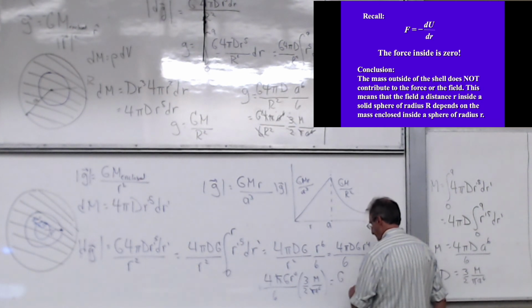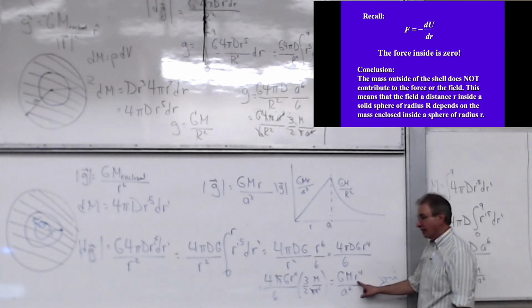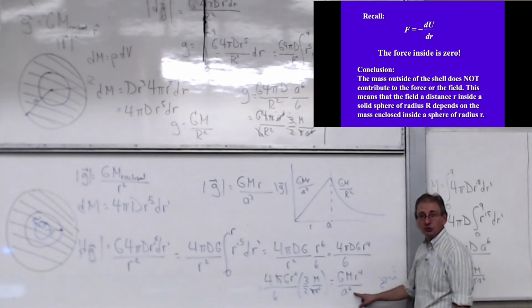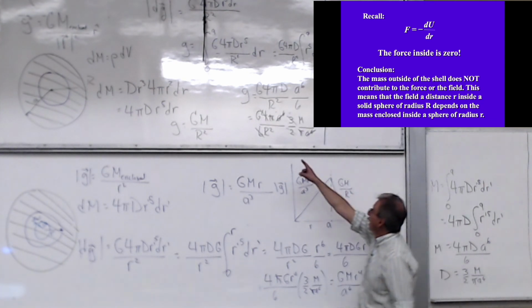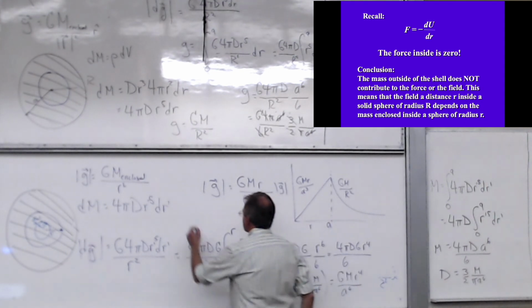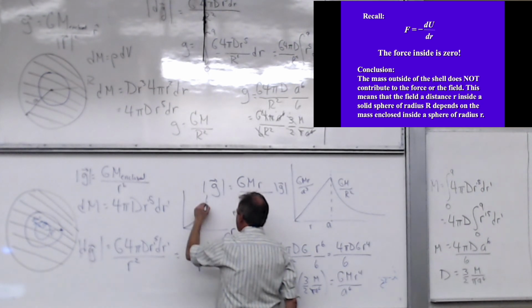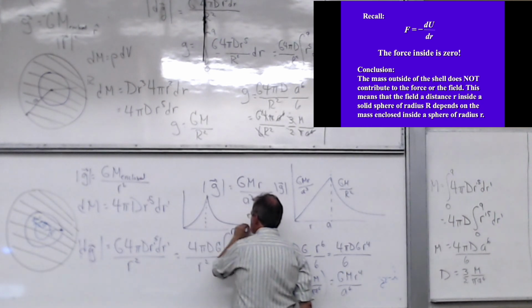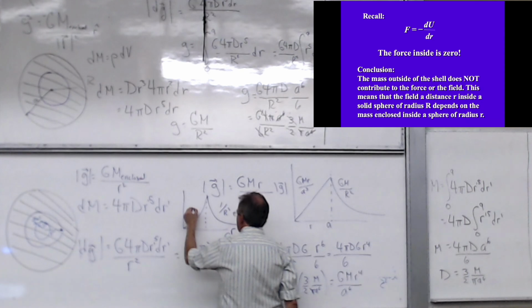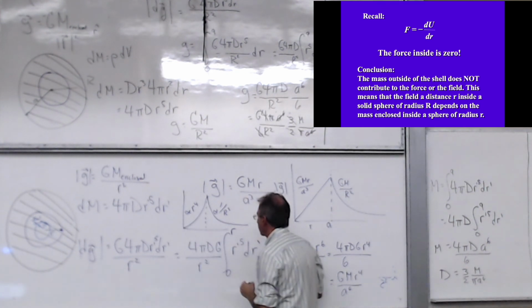G M r to the 4th over a to the 6th. Now watch this. If you're at the surface of the sphere, you put a to the 4th here, and you have a to the 4th over a to the 6th equals 1 over a squared, correct? On the surface, what do you get? Same thing. They match. They have to match. And so when you make the graph, this is proportional to r to the fourth, and this goes down as 1 over r squared.